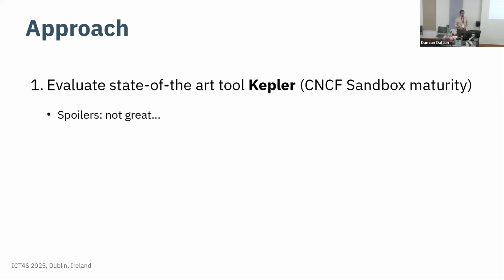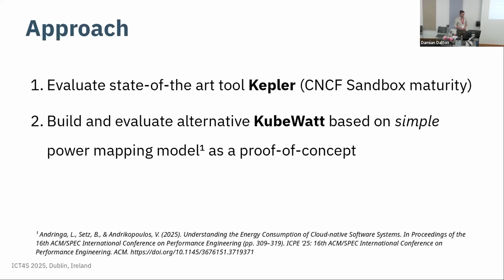Our approach is twofold. There is a state-of-the-art tool for measuring, or estimating, I should say, the energy usage of a Kubernetes container that is called Kepler. It's by the Cloud Native Computing Foundation, where it has reached sandbox maturity. Spoilers are, this is not great, and I'll show you a bit of this later on. Secondly, we have built and evaluated a much simpler alternative tool based on a simple power mapping model that I'll go into a little bit later as a proof of concept, mainly to show that Kepler's shortcomings aren't a fluke of the underlying Kubernetes architecture.